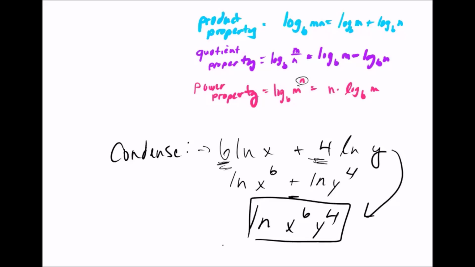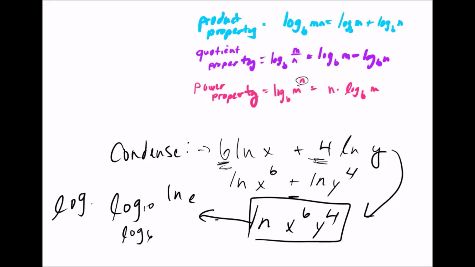Just remember, natural log is the same as log, but instead of a base like 10 or 6, natural log just has a base e, which is about 2.71. So it's really the same thing as log, and it shouldn't freak you out when you see natural log. Basically, it means log base e.